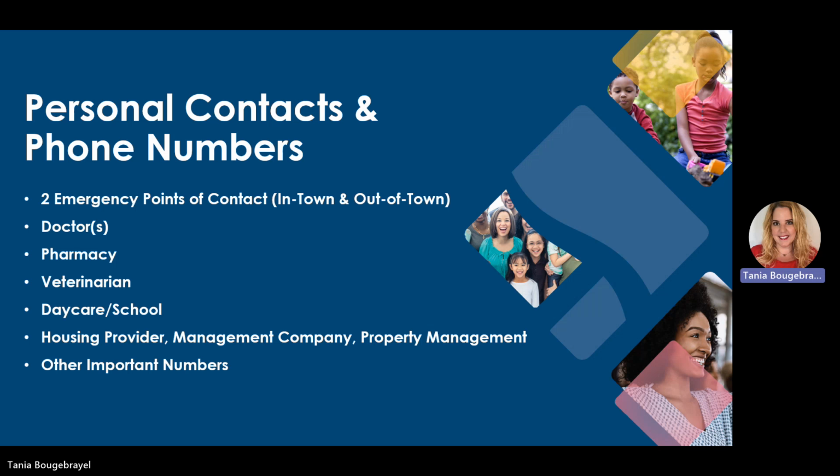Your doctor, your pharmacy, if applicable, your vet or your daycare provider, your school for kids. If you have a housing provider or you have a management company, property management company, you want to have that phone number written down as well, and any other numbers that might be relevant. Oftentimes I hear insurance company listed as a number to write down, or whether it be homeowners, renters, car, etc.